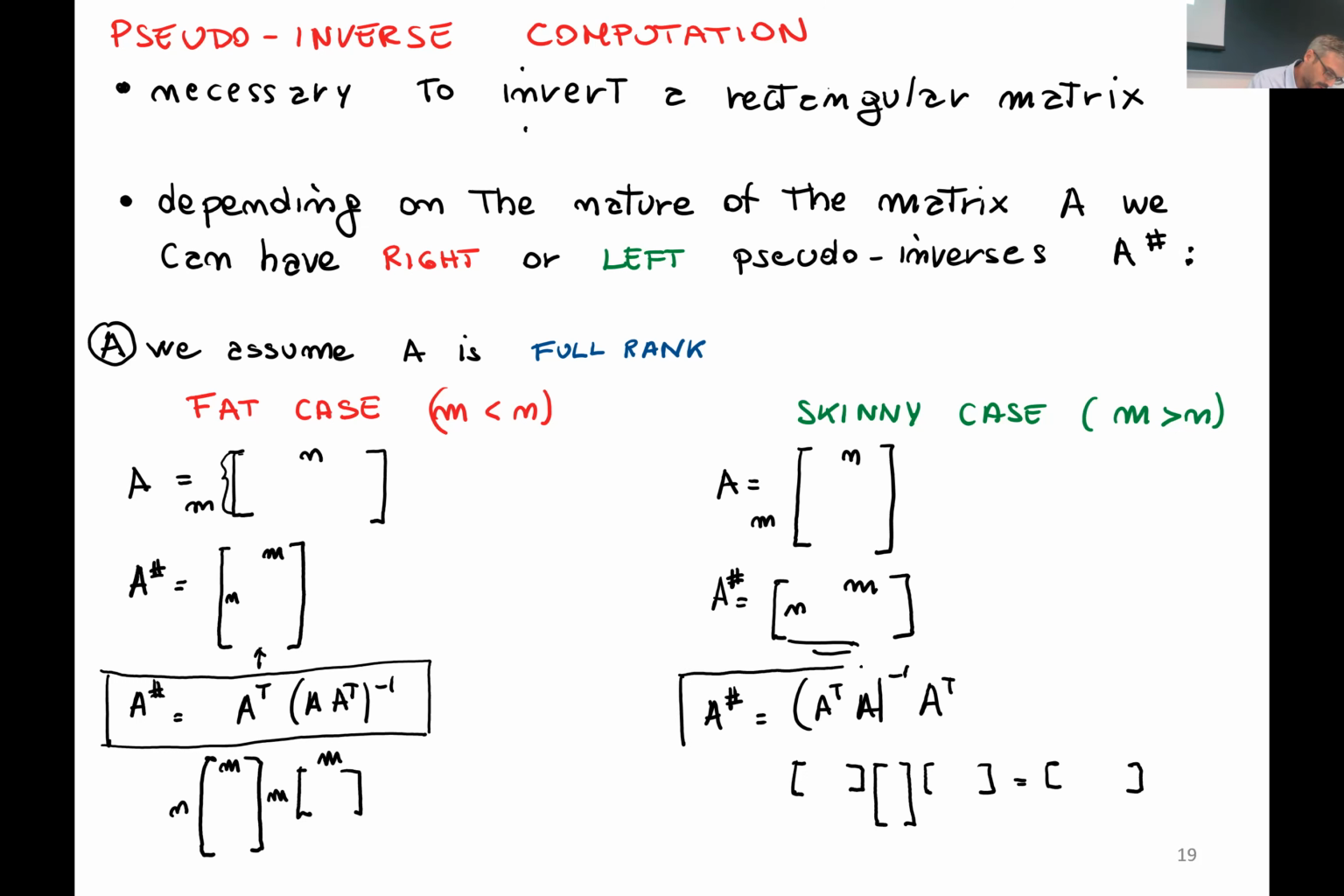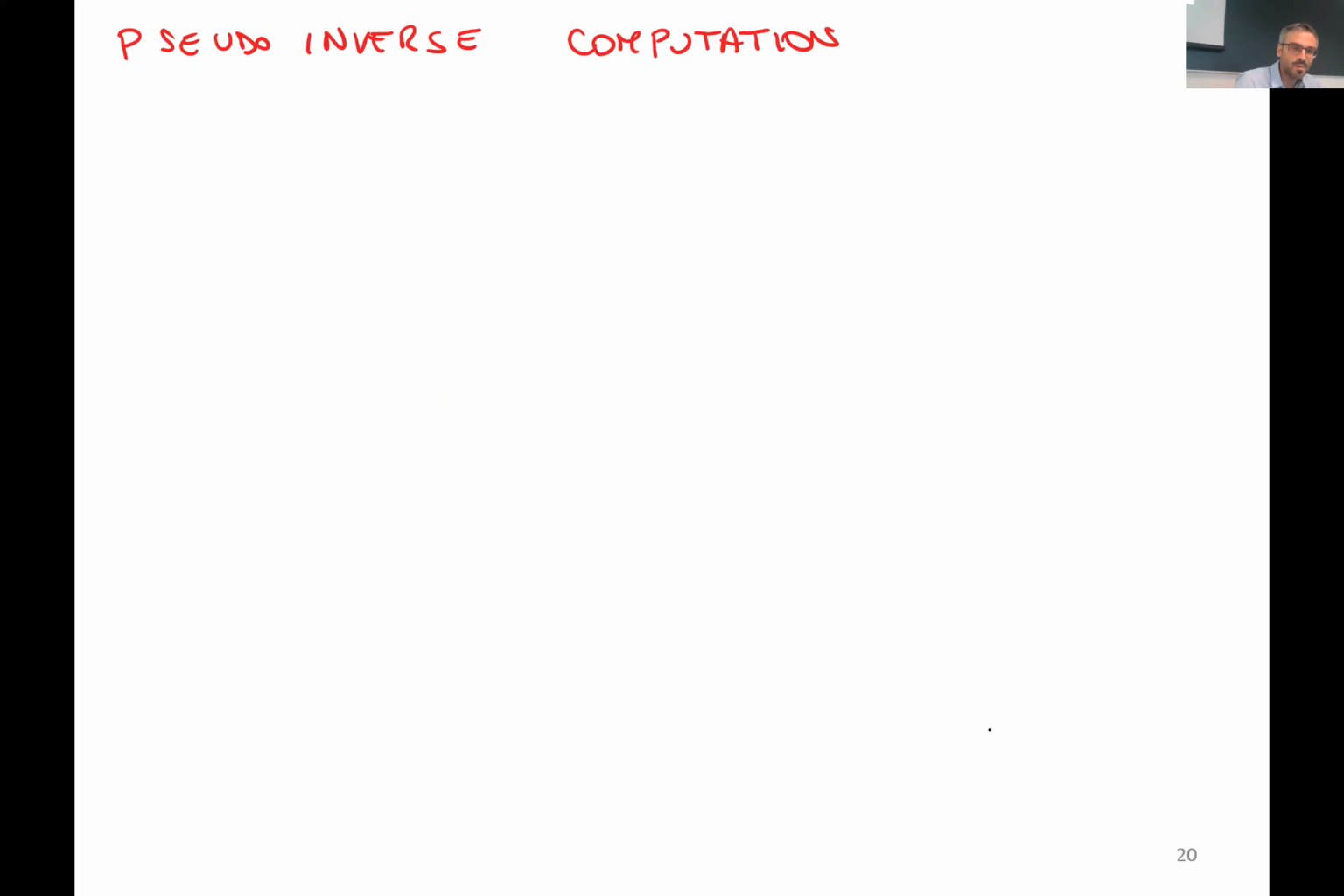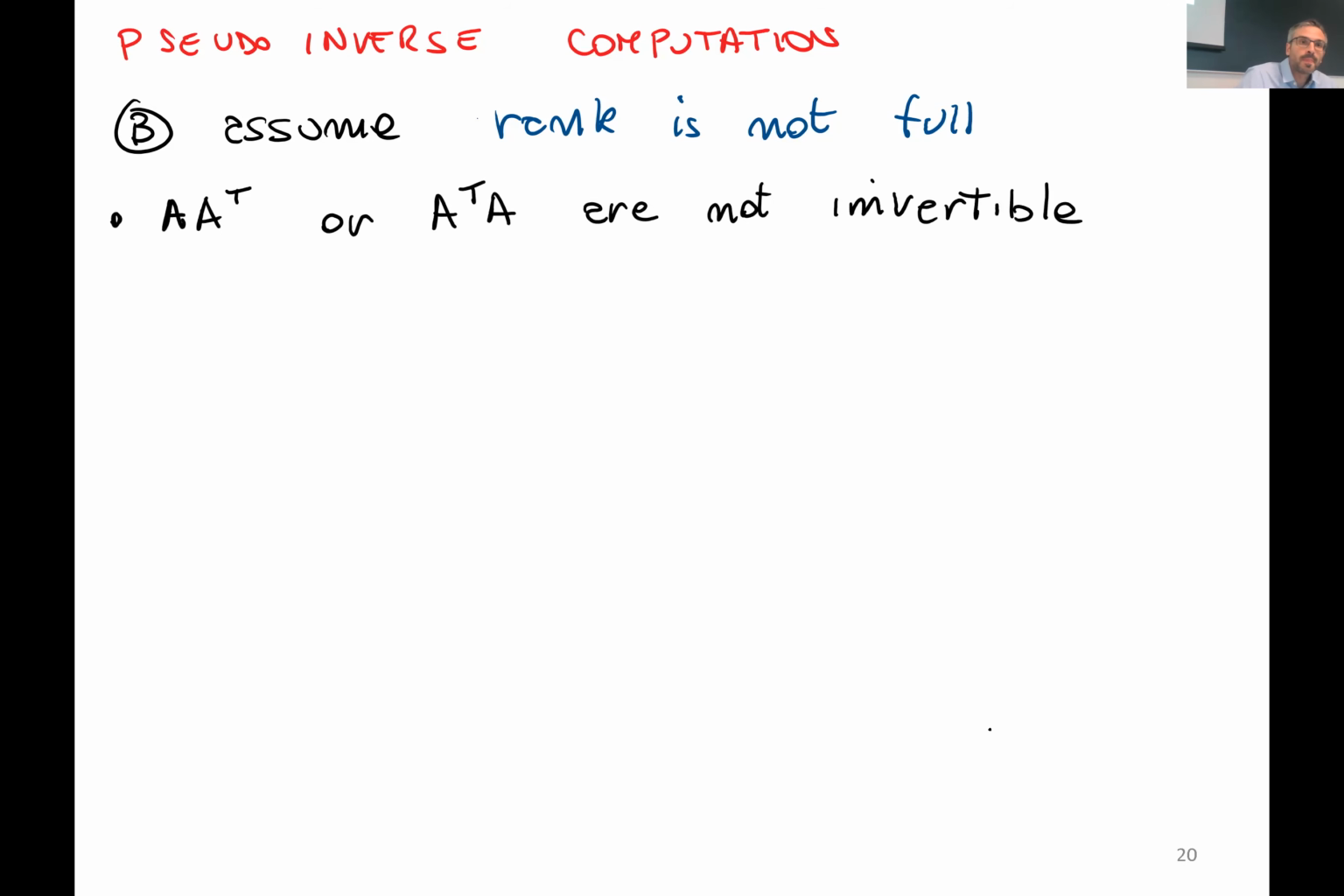And this is the computation of pseudo-inverse in the case of a skinny matrix. Any question? Now, assume that the rank is not full. So the trick that we used before is no longer valid, right? Because we get a singular A transpose A matrix.